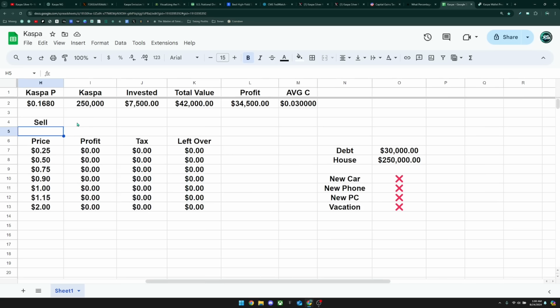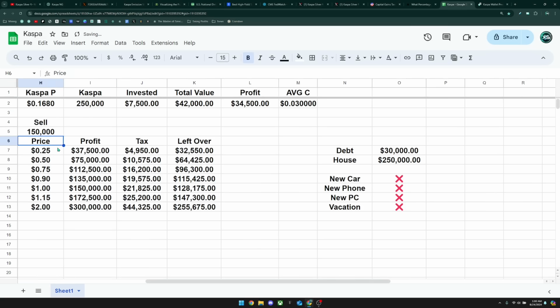So what I'm going to do is basically put a formula here that shows that I want to keep 100K Kaspa. So I'll put the equal sign, I'll grab this and subtract 100K. That way it will give me the amount that I will need to sell so that I will have 100,000 left over. So you will see that I need to sell 150,000 Kaspa. And then what I have here is different price targets, and it'll tell me how much my profit would be when I sell at those price targets.